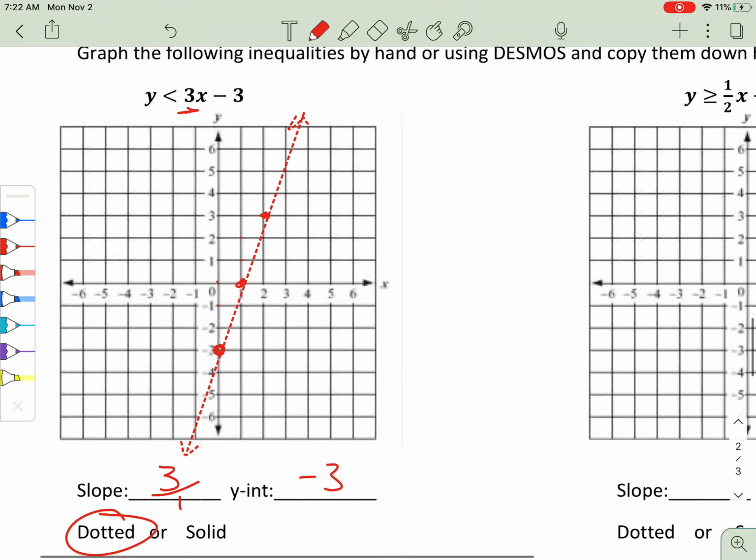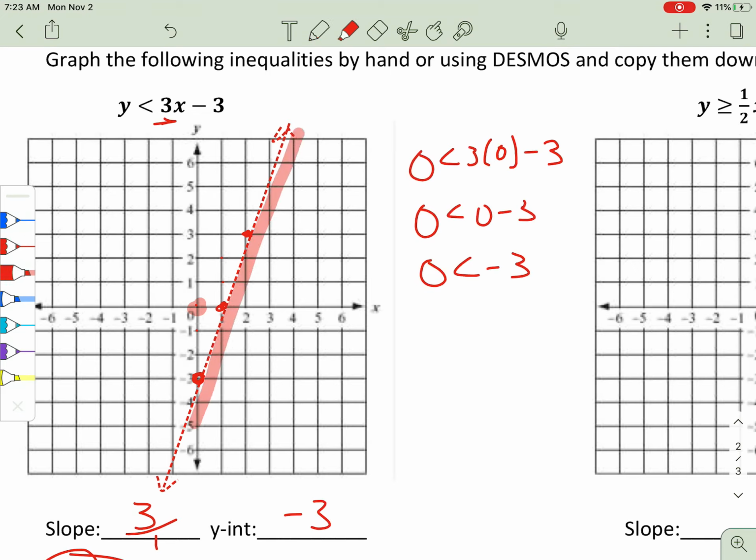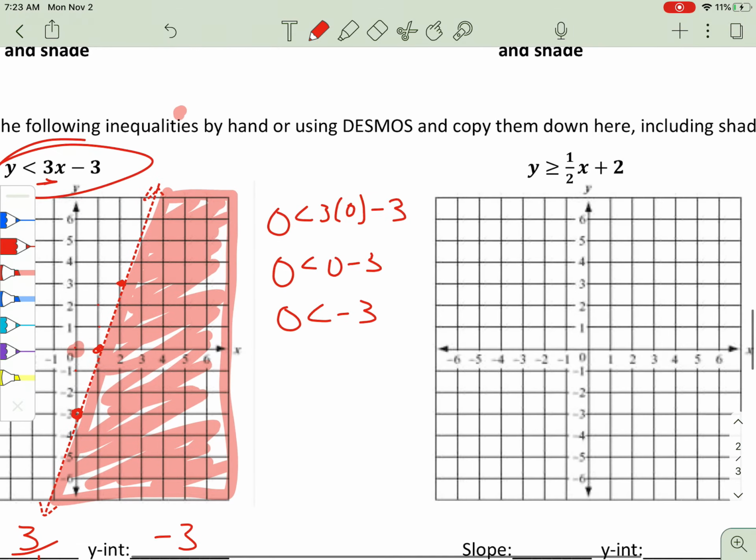And how do we shade it? All right, well, let's pick a coordinate point. It looks like this one here, 0, 0, is off the line, so we'll use that again. Plug it in. 0 is less than 0 minus 3, so 0 is less than negative 3. That's a false statement. So that means it's going to be shaded on this side. Okay, so again, using your points to plug in. And if you're not sure, you can always type this equation into Desmos.